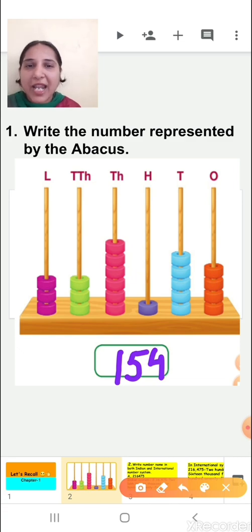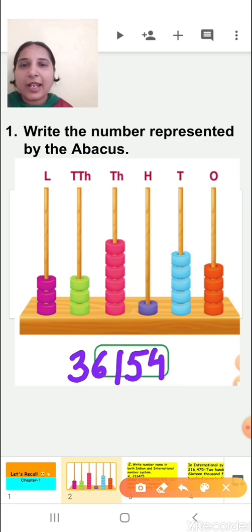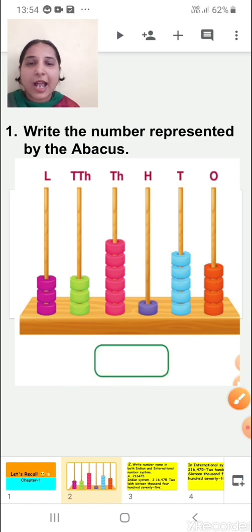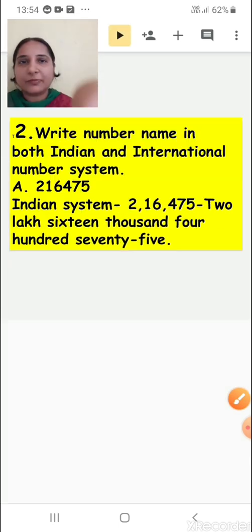At the thousands place, how many beads are there? Count it and tell me. 1, 2, 3, 4, 5, 6. So there we will write 6. Now, how many beads can you see at the 10,000 place? 3. So let's write 3 here. And at the lakhs place, you can see again 3 beads are there. Now accordingly, we'll put the comma. So what is the number represented by the abacus? Yes, read this. It is 3,36,154. Very good. Now let's move to the next question.